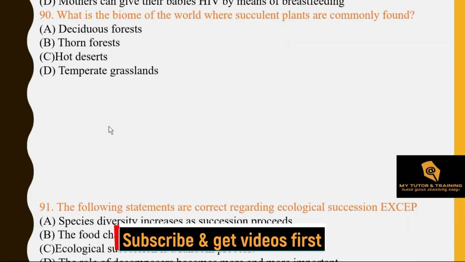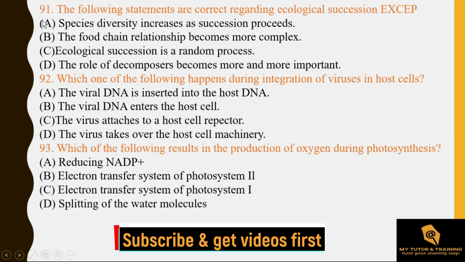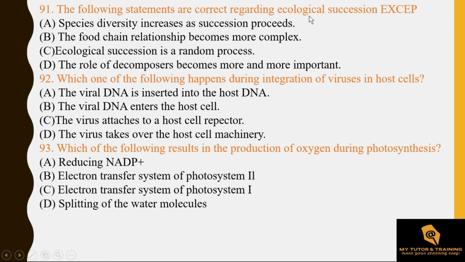Good. Let me turn to question number 91. The following statements are correct regarding ecological succession except: A. Species diversity increases as succession proceeds. B. The food chain relationship becomes more complex. C. Ecological succession is a random process. D. The role of decomposers becomes more and more important.